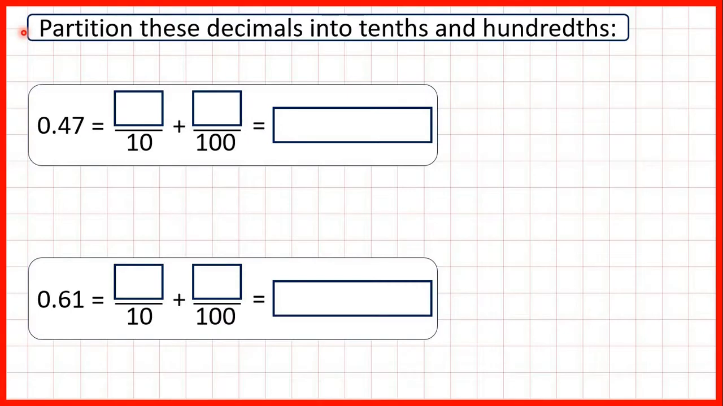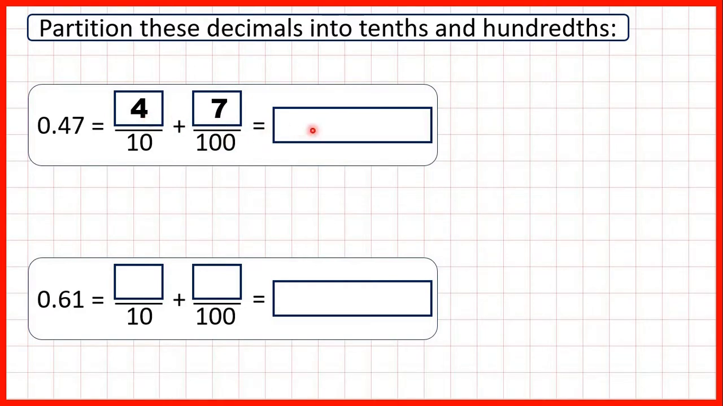We need to partition these decimals into tenths and hundredths, showing the partition as both fractions and decimals. So first, we have 0.47. We know that the first digit after the decimal point tells us how many tenths we have, so that's 4 tenths. And then the second digit after the decimal point tells us how many hundredths we have, so we have 7 hundredths. We can also write the partition in decimal form.